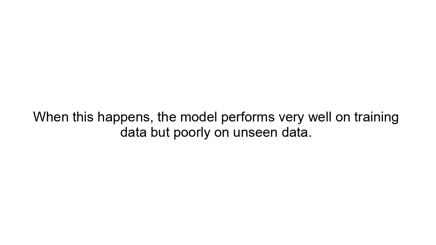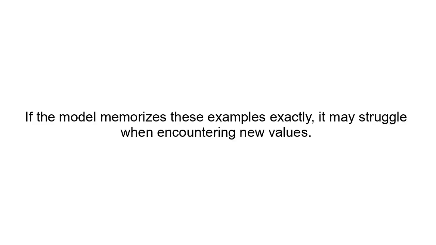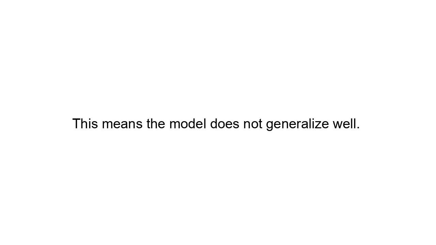Example of overfitting. Imagine a model trained to predict exam results. Training dataset. Study hours, result: 2 fail, 4 pass, 6 pass. If the model memorizes these examples exactly, it may struggle when encountering new values. Example concept: training examples memorized means incorrect prediction for new data. This means the model does not generalize well.